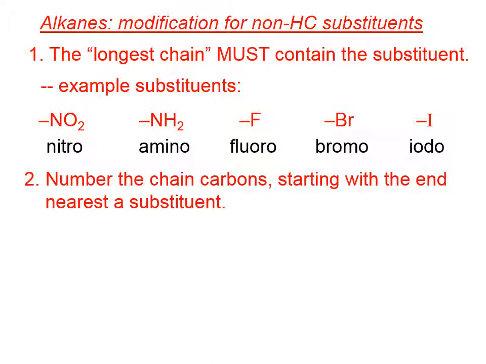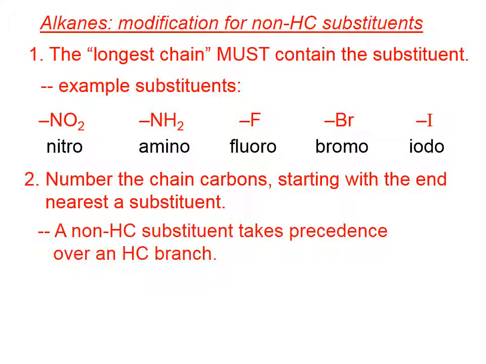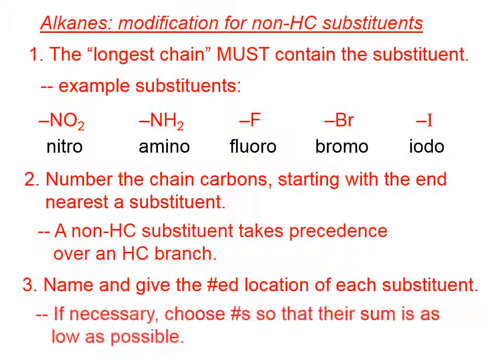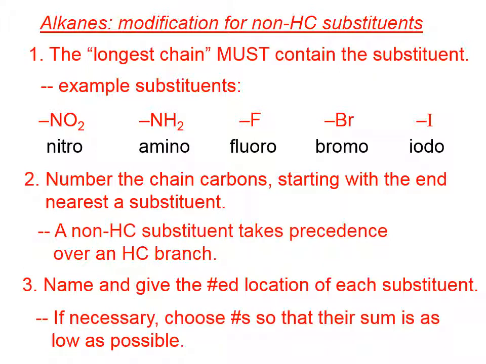Secondly, we number the chain carbons starting with the end nearest a substituent. A non-hydrocarbon substituent takes precedence over a hydrocarbon branch. Thirdly, name and give the numbered location of each substituent, and if necessary, choose numbers so that their sum is as low as possible. So let's give you a few examples.